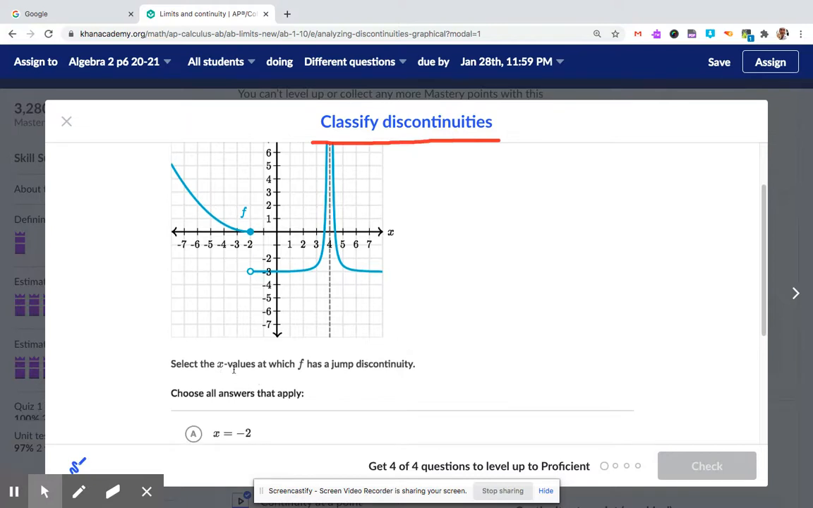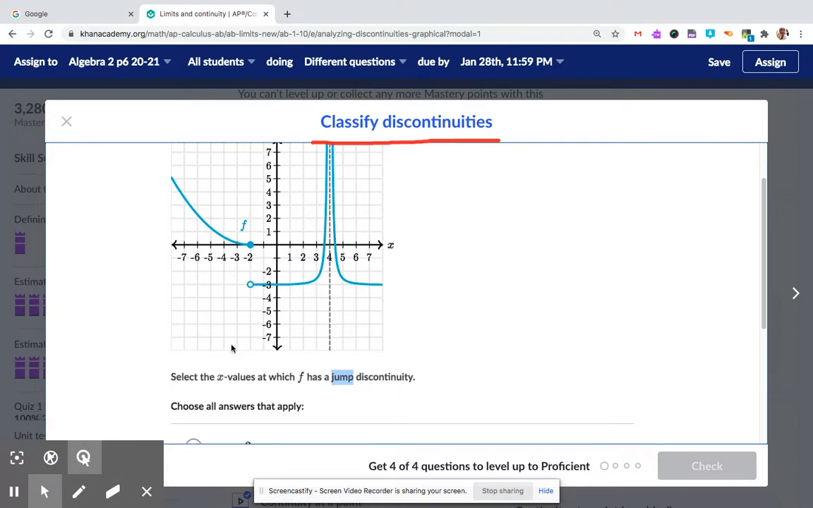Select the x values at which f has a jump discontinuity. Be careful, this one is choose all that apply. It's real easy, you see one and then you kind of forget about another, so be careful. It's not too bad on this one. It jumps for a discontinuity.